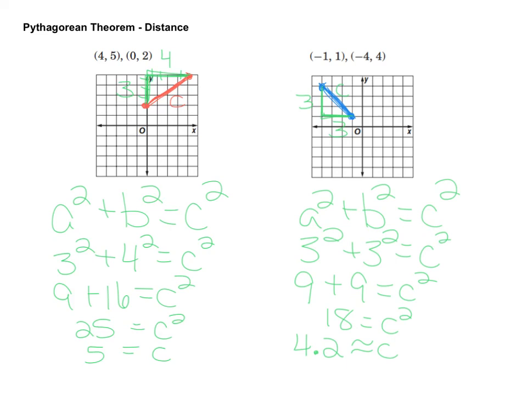I got that the 2 sides, the legs, were both 3. That would make this an isosceles right triangle, right? Because 2 sides are equal, that's isosceles, has the right angle. And then when I plugged those in, I got that the distance from this point to this point was approximately 4.2, okay? If you have any questions, let me know, and we're about to do some practice with it.